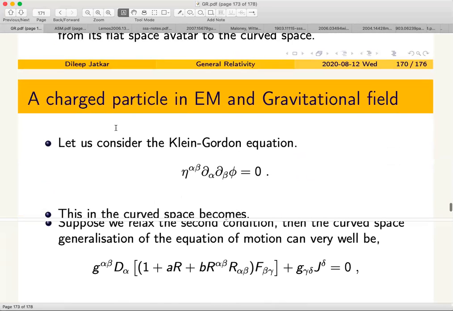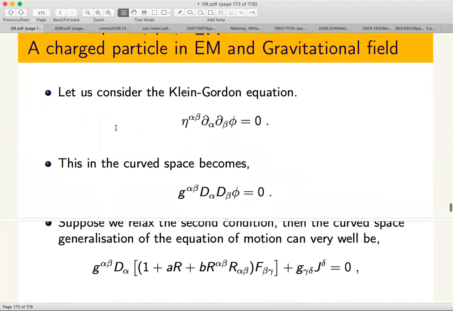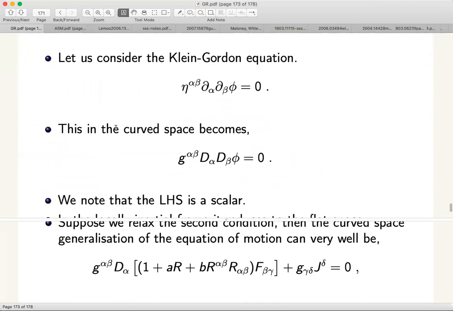Fine. So let's ask what happens to the Klein-Gordon equation. With Einstein's equivalence principle, you just replace the partial derivative by covariant derivative and eta alpha beta by g alpha beta. Now, of course, if you have studied this equation independently, you will realize that you don't need to do this much really.